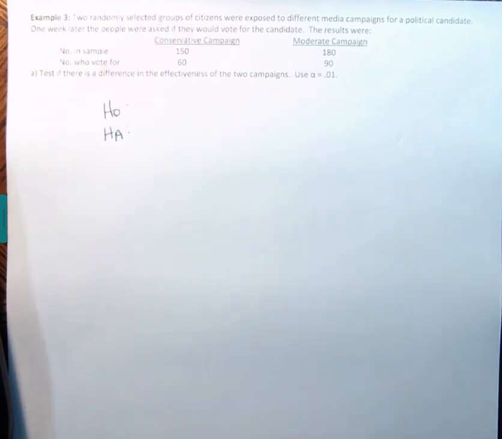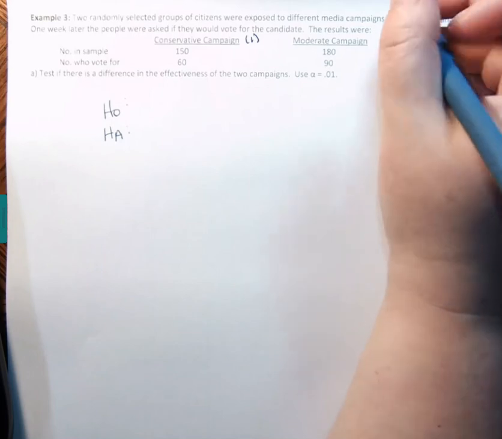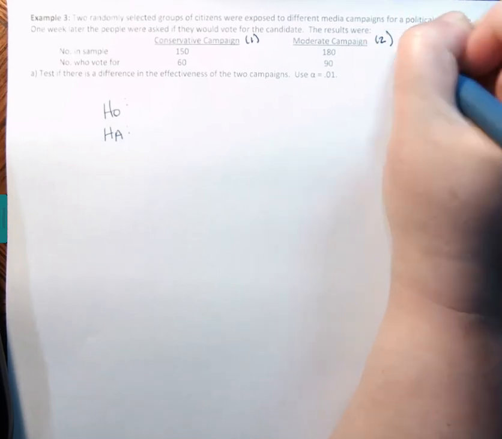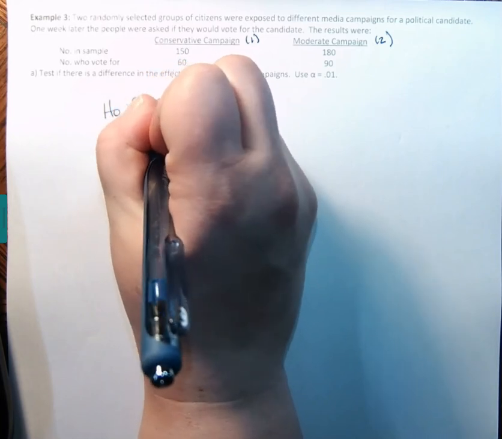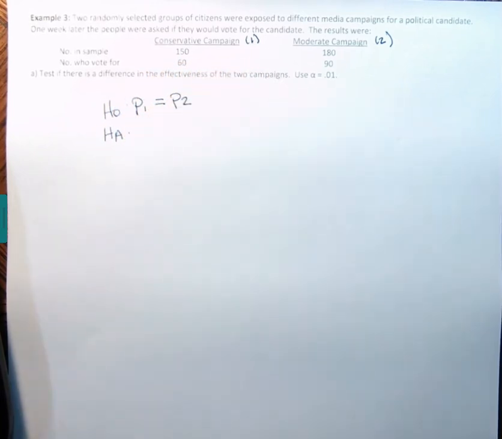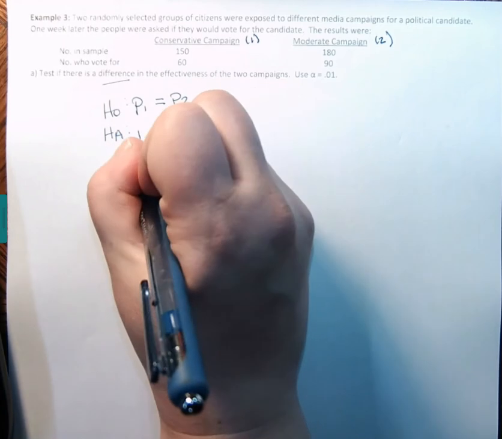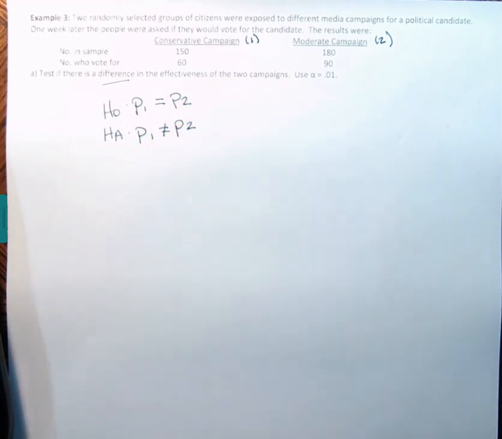And notice for this example, we're going to look at, again, a difference in proportions. So we're going to call the conservative campaign group 1 and the moderate campaign group 2. So under the null hypothesis, the proportion would be the same for the two groups. And notice we're looking to see if there is a difference. So under the alternative, we're going to have P1 not equal to P2.